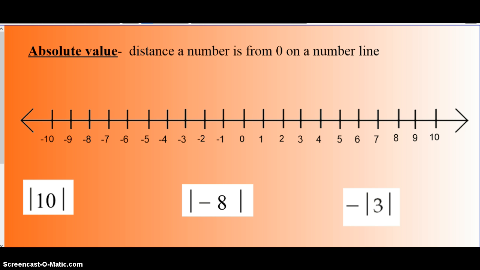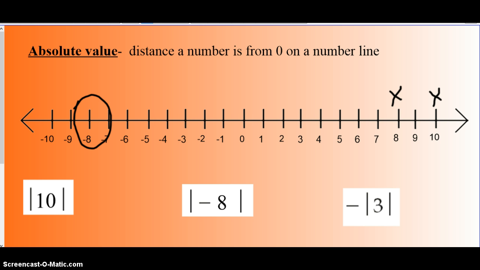One more time, we're going to be looking at absolute value. Again, that's the distance away from zero on a number line. So the very first one we have here is the absolute value of 10. If we were to put that on the number line, it would be located right here. The absolute value of -8 is not down here. Remember, absolute value is how far away from zero it is. Well, -8 is 8 places away from zero, so we think of it as a positive 8.